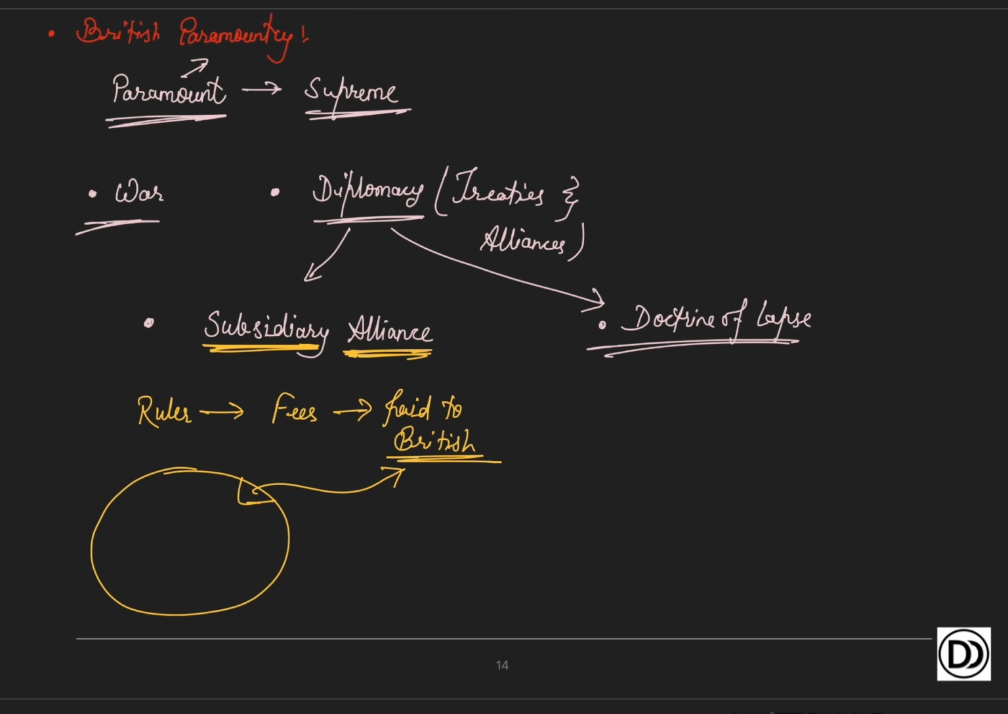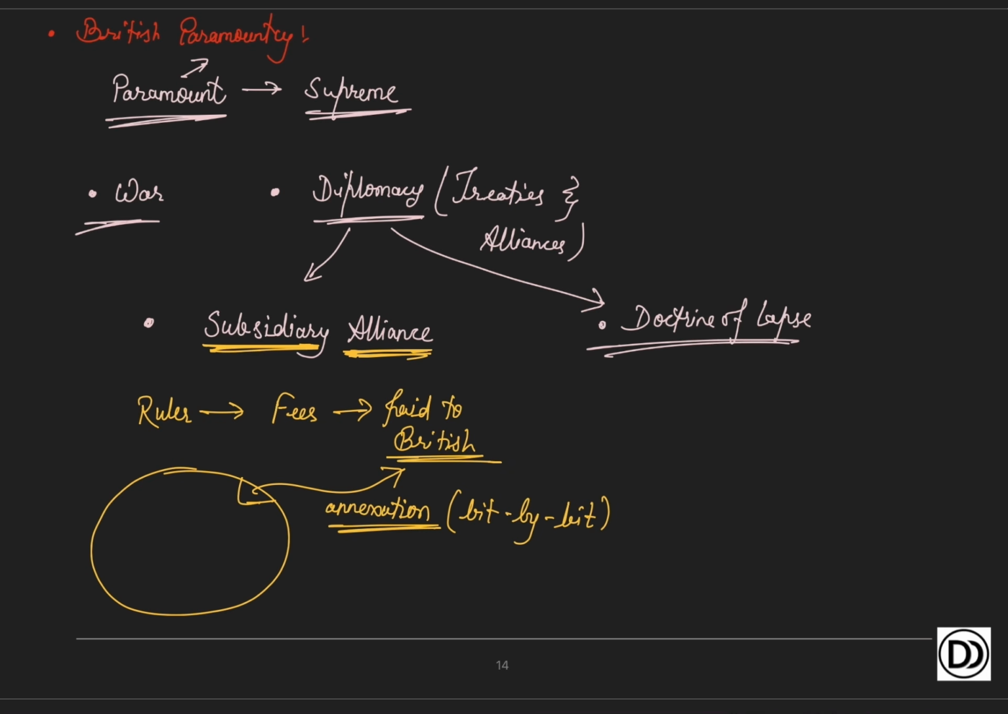Now this is annexation, taking over part by part, bit by bit. So this is bit by bit annexation. This was the main aim. The main aim was the annexation.